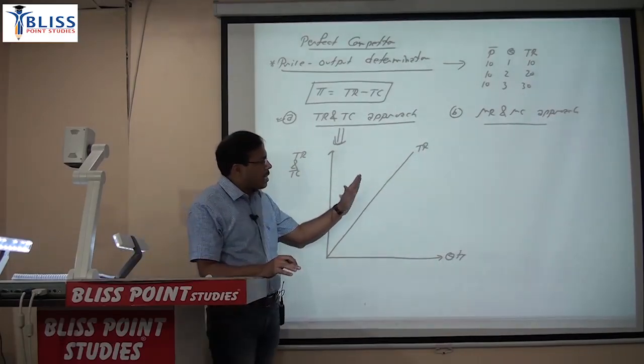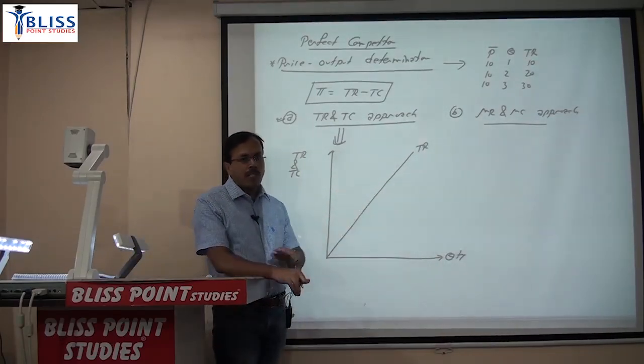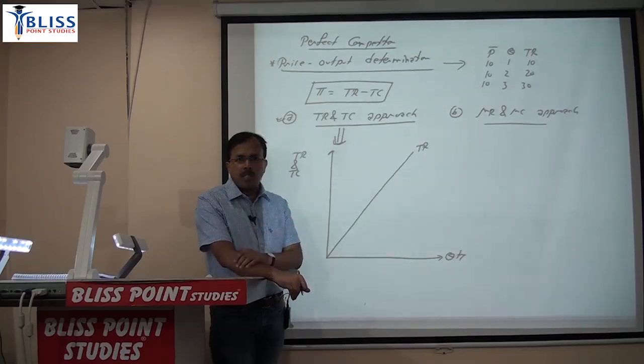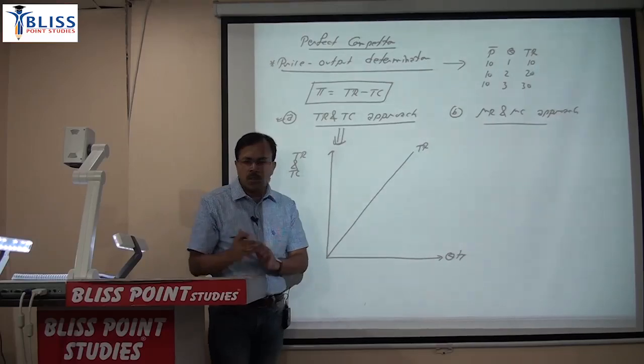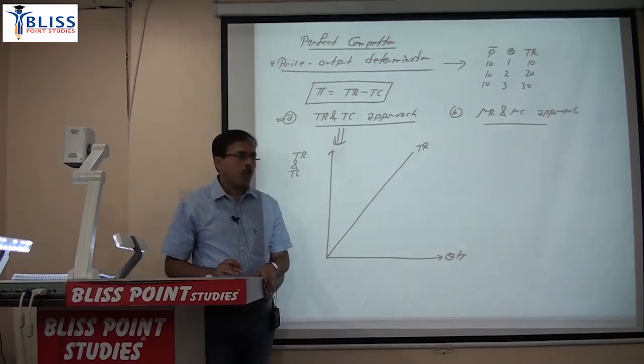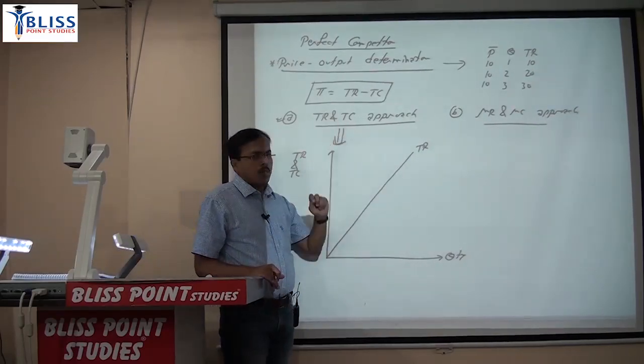You may take it steeper or you may draw it flatter, because that depends upon price. But whatever be the price, that price will remain constant. So this straight line is total revenue. Now draw the total cost.